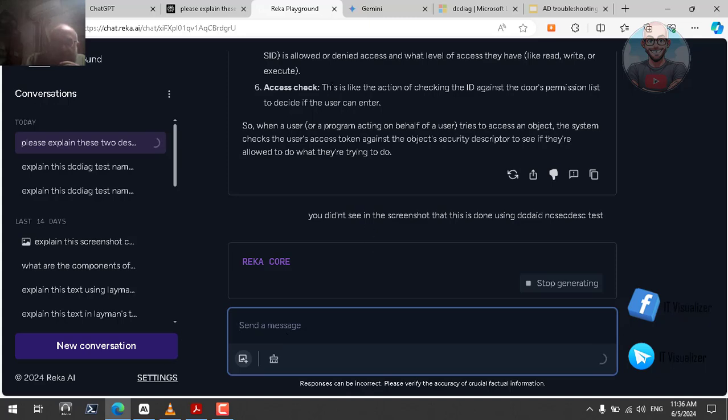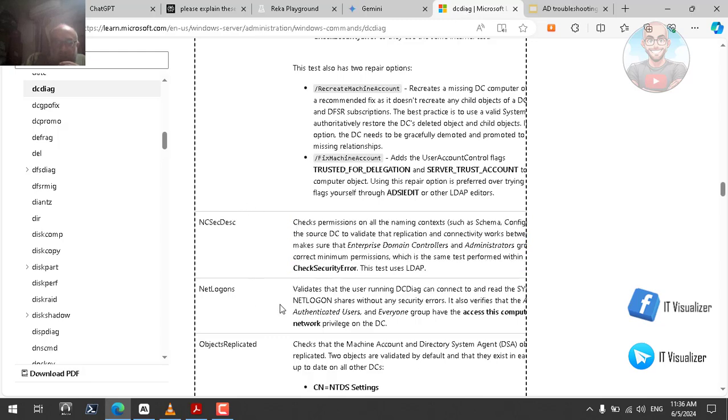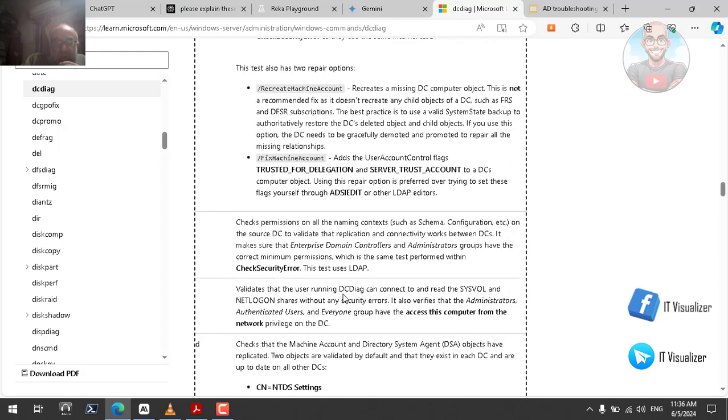Anyway, so we can go and see the other test of Netlogons. What is the Netlogons? Validates that the user running DCDIAG, so we are running the test on the domain controller. He needs to verify that the user running the DCDIAG can connect to read the sysvol and Netlogon shares without any security errors. It also verifies that the administrators, authenticated users, and everyone group have the access this computer from network privilege. Very, very good. So this is very, very important.